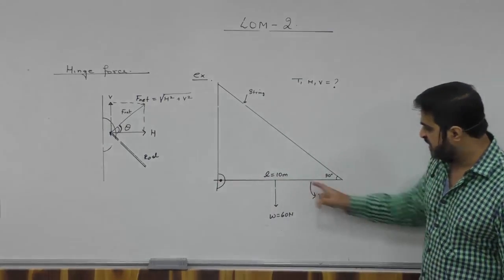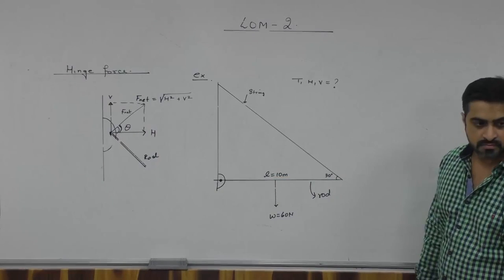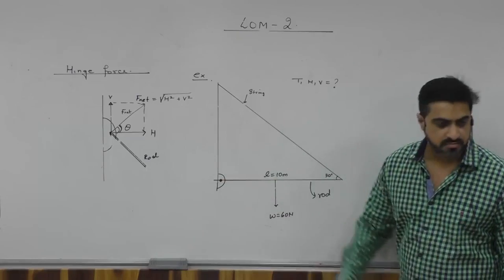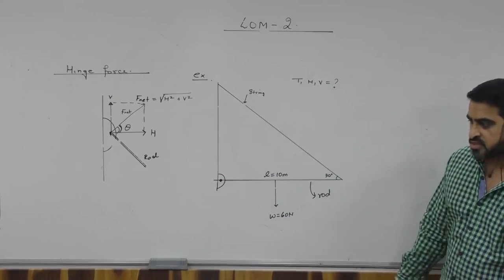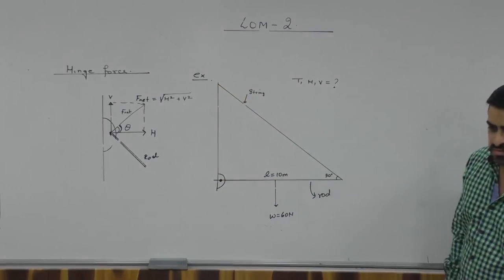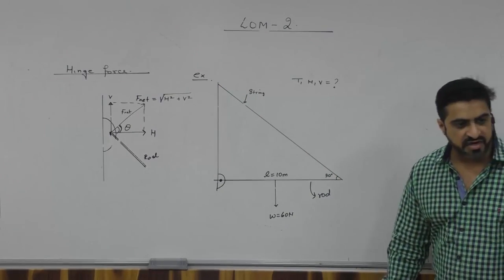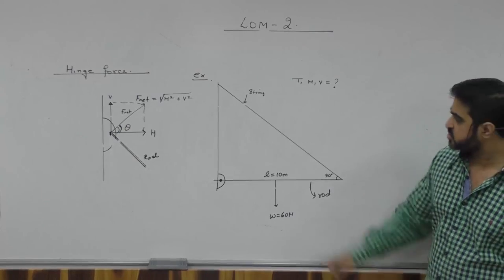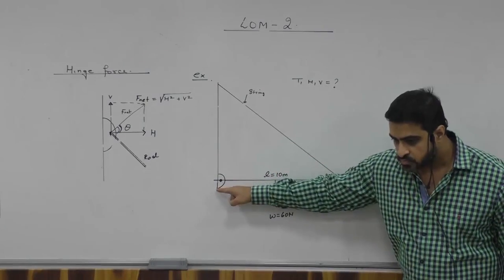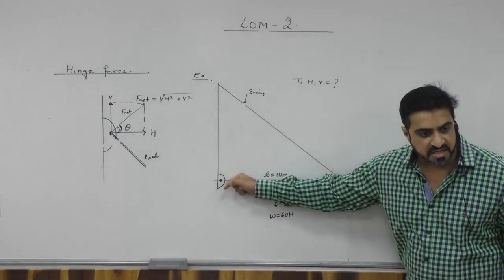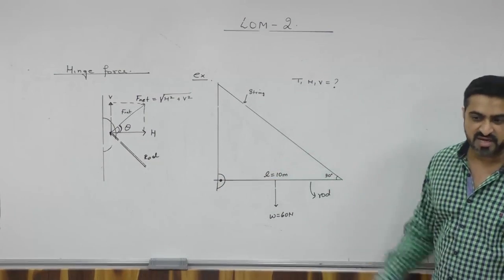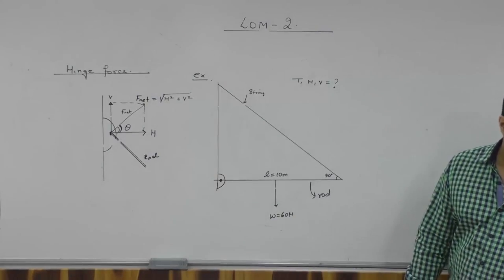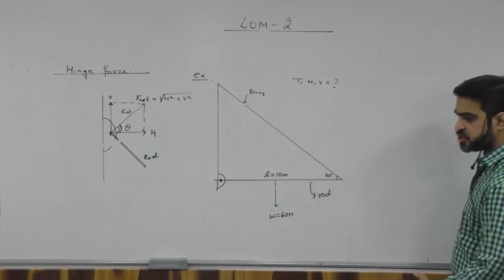There is a rod of length 10 meters, which can be rotated about a hinge. This can be moved up and down. This is held by a string at 30 degrees, and the weight of the rod is 60 Newton. They are asking you what is the hinge force, that is, what is the force applied by the hinge on the rod, as well as the tension in the string. How to do it?